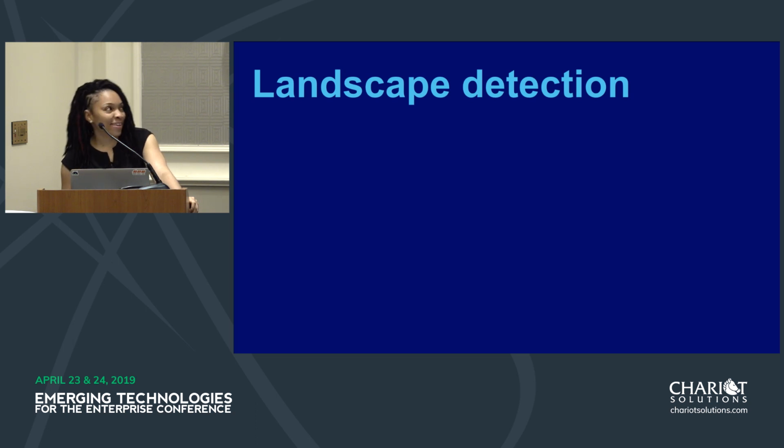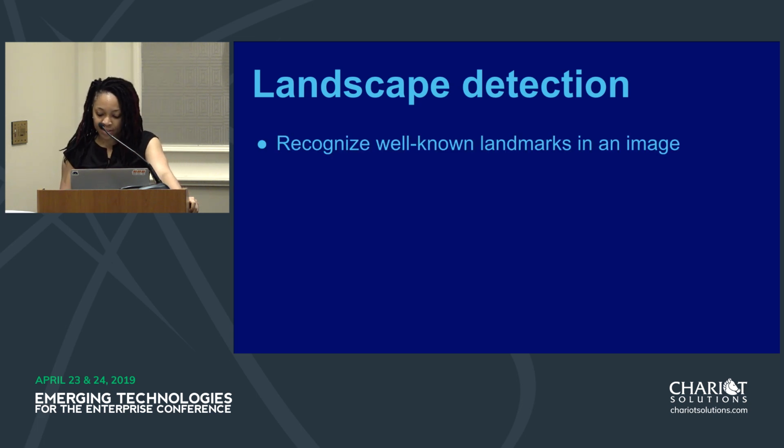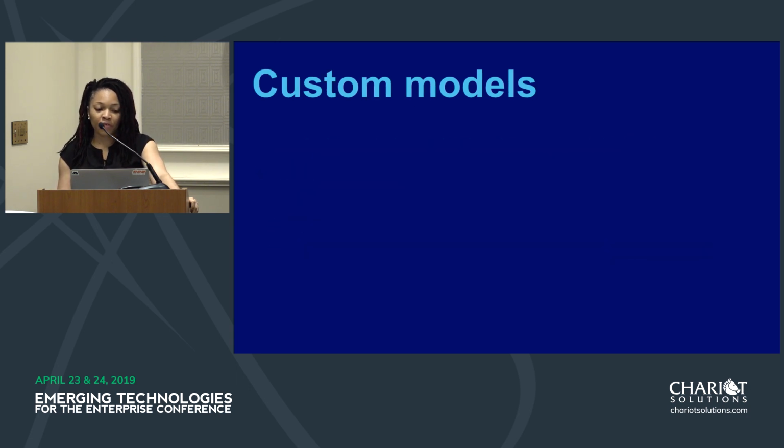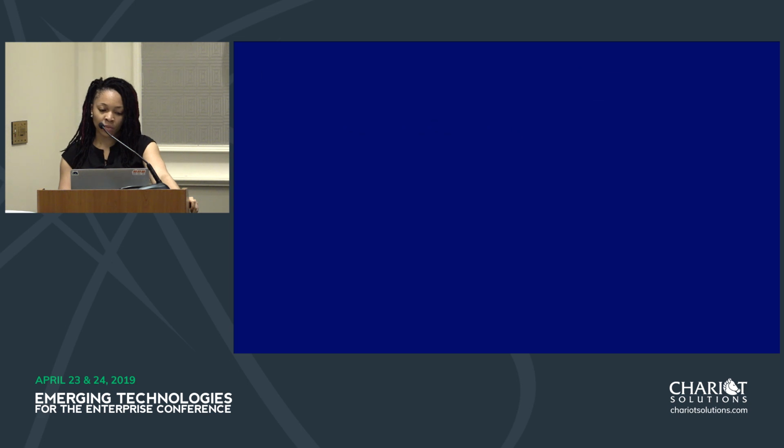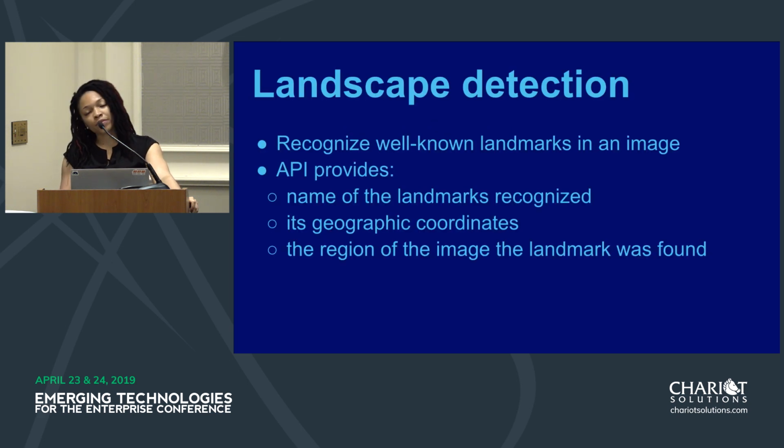So that's it. Let's see landmark detection. Even though it's not available yet in the ML Kit library for Flutter, it's available on Android and iOS. It's used to detect well-known landmarks in an image. What it provides is the name of the landmark, its geographic coordinates, and the region of the image where the landmark was found.